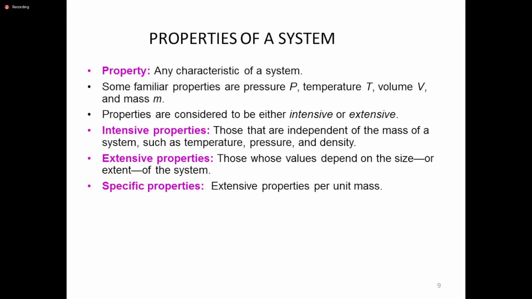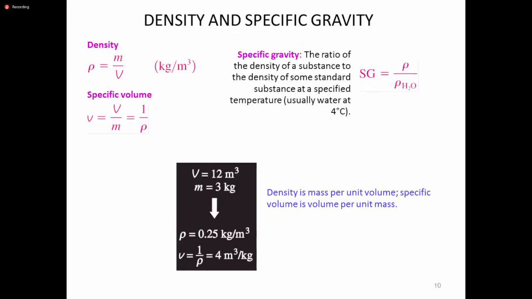Yes, sir. We also talked about the different properties of the system, called intensive properties and extensive properties. The properties which are independent of the mass of a system, we generally call intensive properties, and those which are dependent on the mass, size or extent of the system, we call extensive properties. Specific properties are the extensive properties per unit of mass. Then we talked about the density and the specific gravity. Then I think up to this we finished. Yes or no?